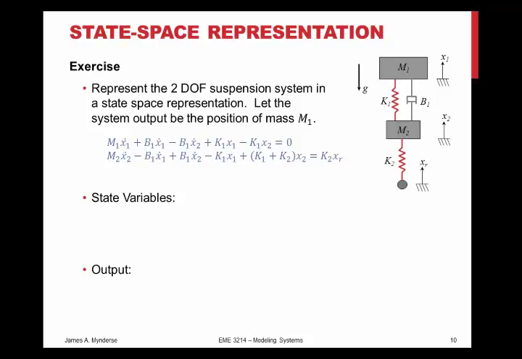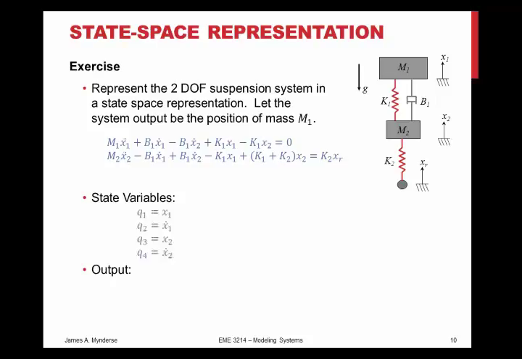So x sub r is the input from the road, x sub 2 is the motion of the wheel, and x sub 1 is going to be the motion of the car, which would be, assuming it's a rigid body, also the motion of the driver. So I've got 2 EOMs here. I've written them out for you. They both have 2 derivatives, so we've got 4 derivatives total. So how many states do we need? We need 4 states. 4 derivatives, 4 states.